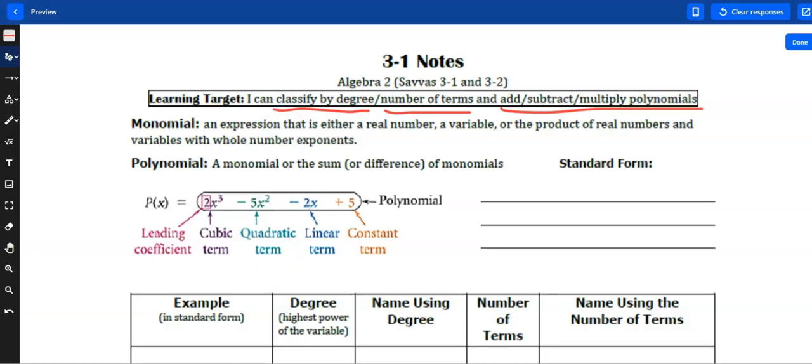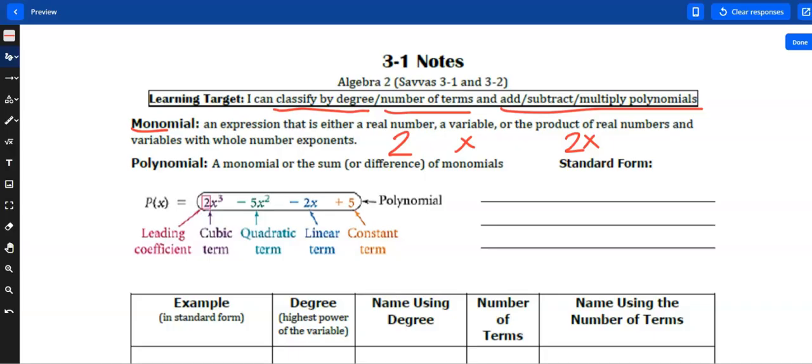Before we get to that, a couple terms to know. Monomial. Mono means one term, right? Or one. And a monomial would be one term. Now that term could be a real number like 2. That's a real number. That can be considered a monomial. Now, a variable, it could be just plain old x. Or it could be a product of real numbers and real variables, such as 2x. Those three things are each considered a monomial.